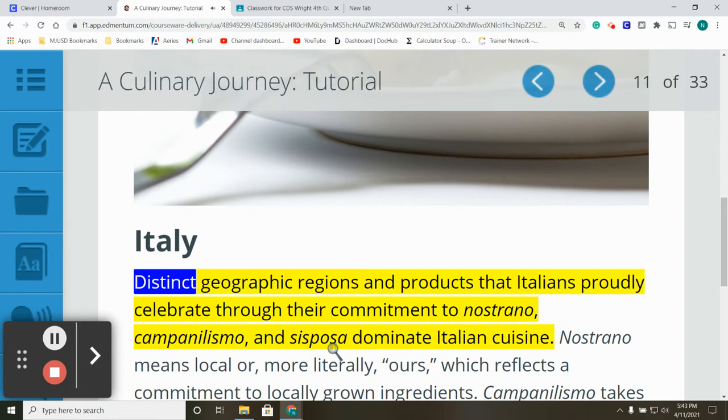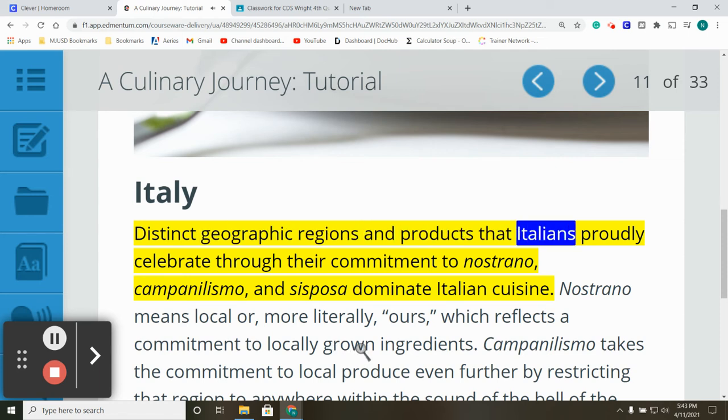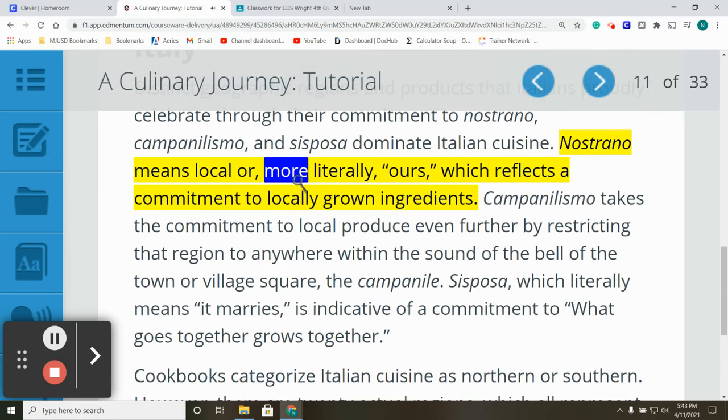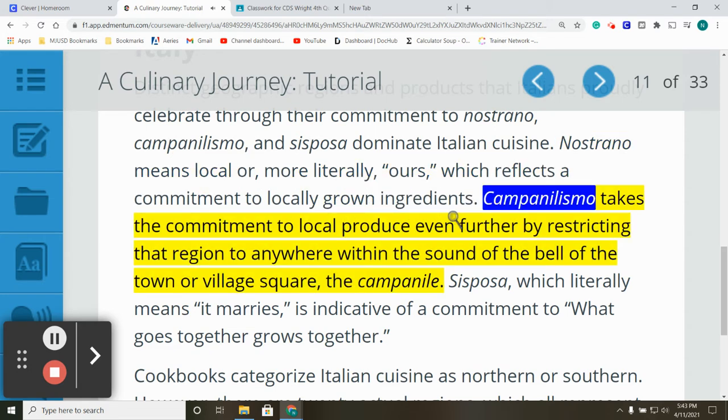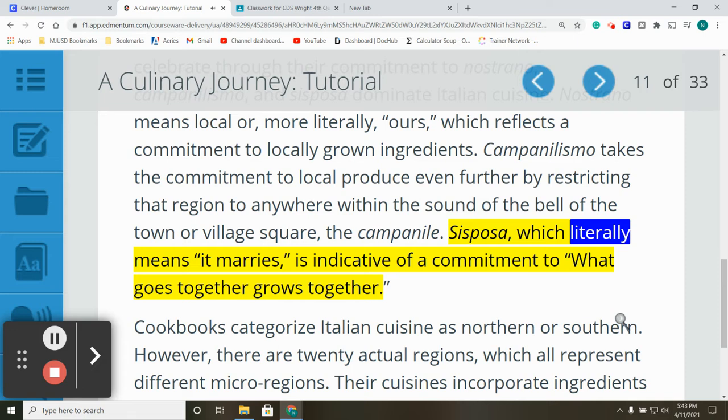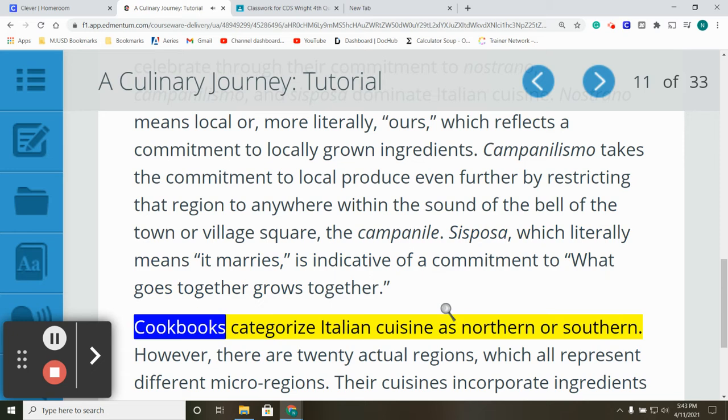Italy. Distinct geographic regions and products that Italians proudly celebrate through their commitment to Nostrano, Campanilismo, and Sesposa dominate Italian cuisine. Nostrano means local or, more literally, ours, which reflects a commitment to locally grown ingredients. Campanilismo takes the commitment to local produce even further by restricting that region to anywhere within the sound of the bell of the town or village square, the campanile. Sesposa, which literally means it marries, is indicative of a commitment to what goes together grows together.